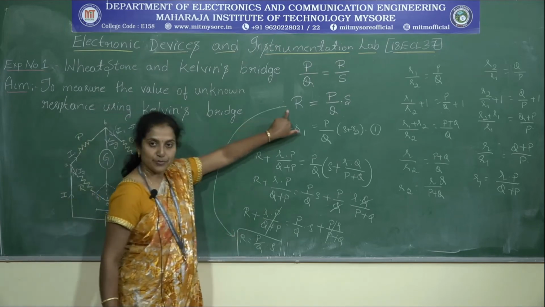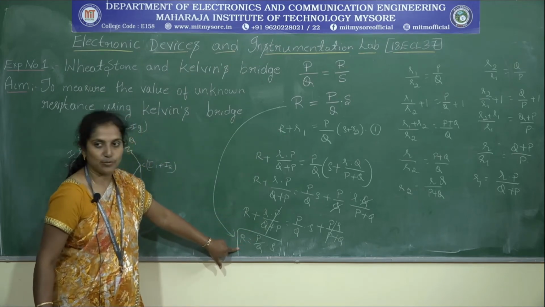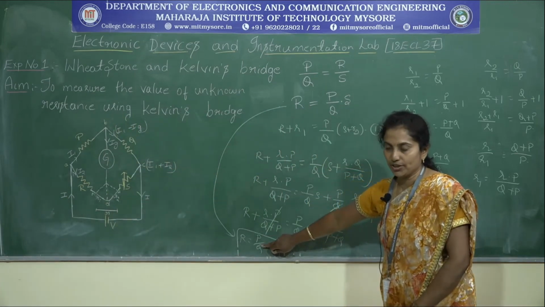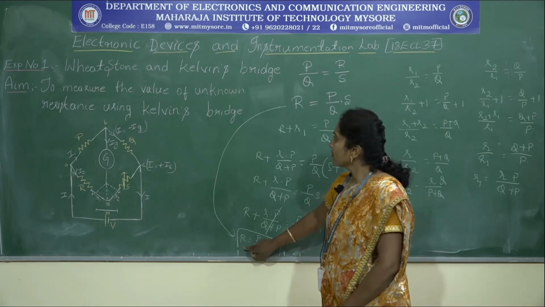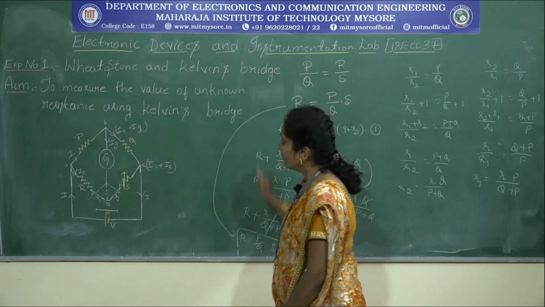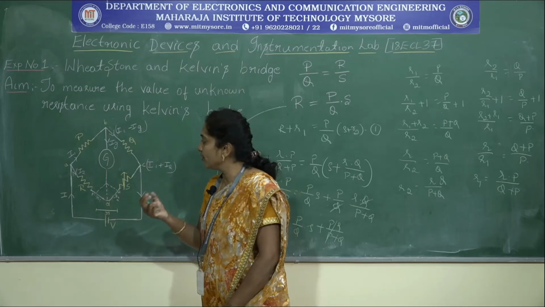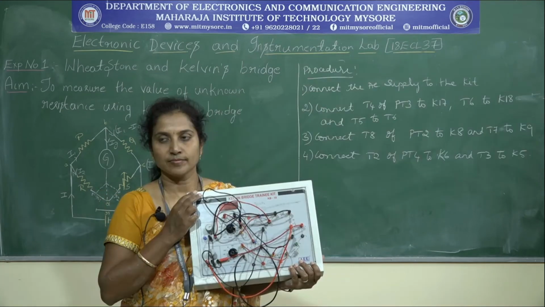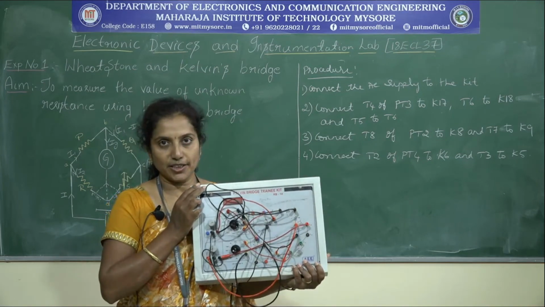See here, this is equivalent to this here. So from the Wheatstone bridge also you can calculate the equation, and with the Kelvin bridge you get the same equation. That means you can find out the unknown resistance value by using the Kelvin's bridge. By using Kelvin's bridge, you can get the low resistance value of the unknown resistance. Now we are going to implement this Kelvin's bridge on the kit.